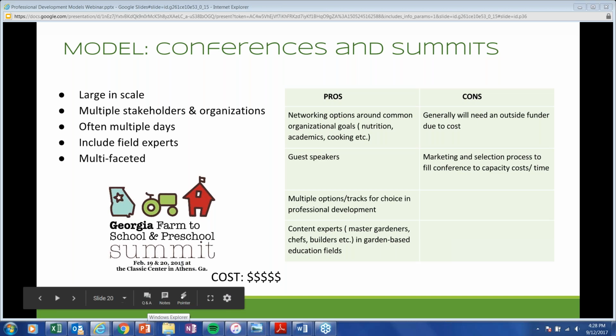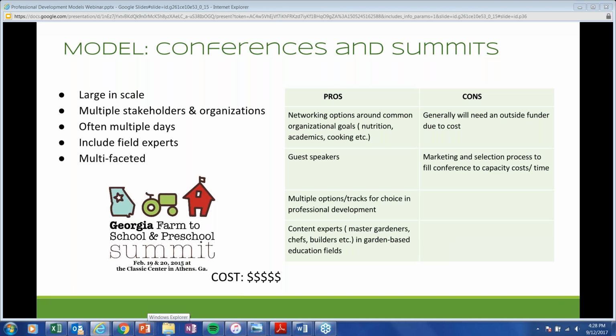These conferences and summits are larger in scale. They involve multiple stakeholders, multiple days, field experts, multifaceted. They take a lot of planning. One of the pros is that you have all these people in one space. It's a brain dump of people where a lot of organizations can get a lot of information about the specific topic that you're focusing on.